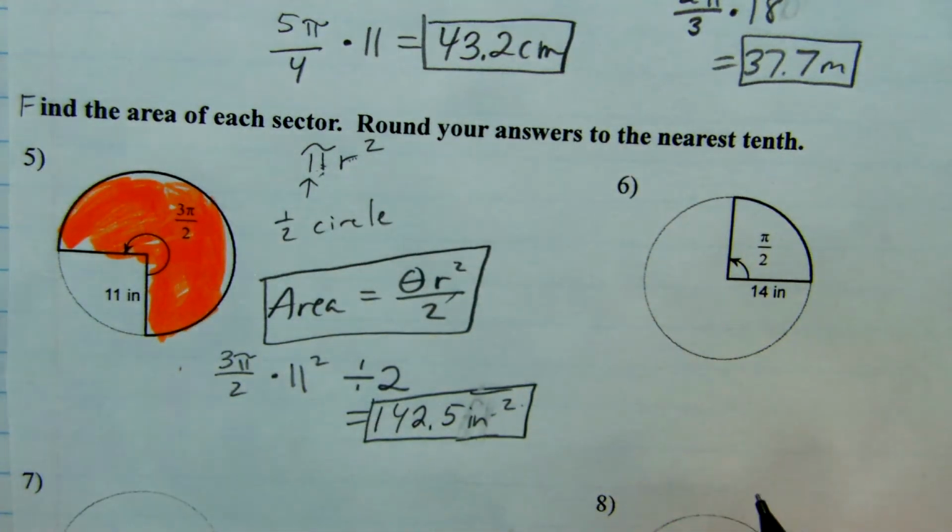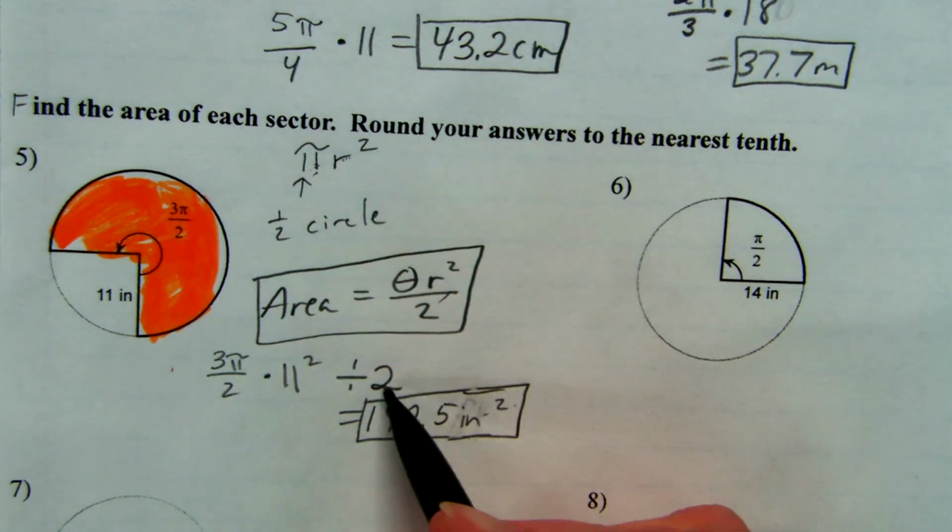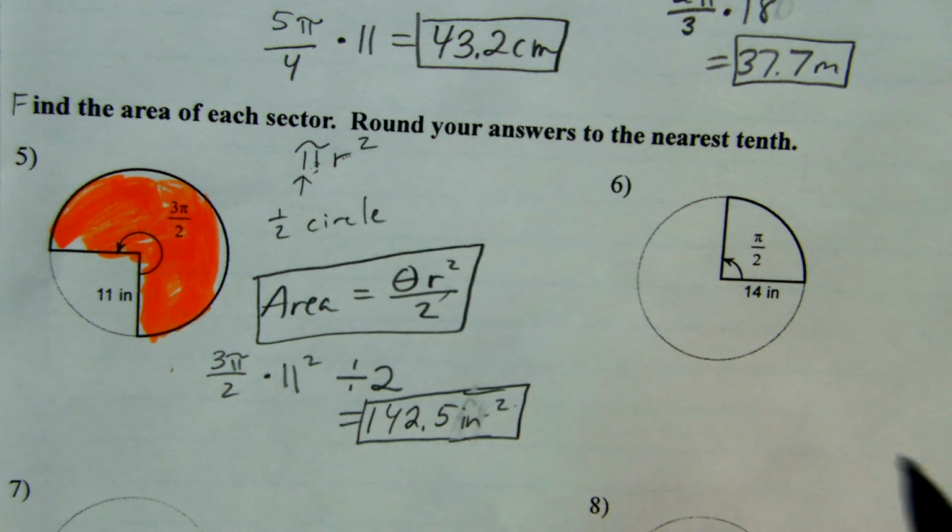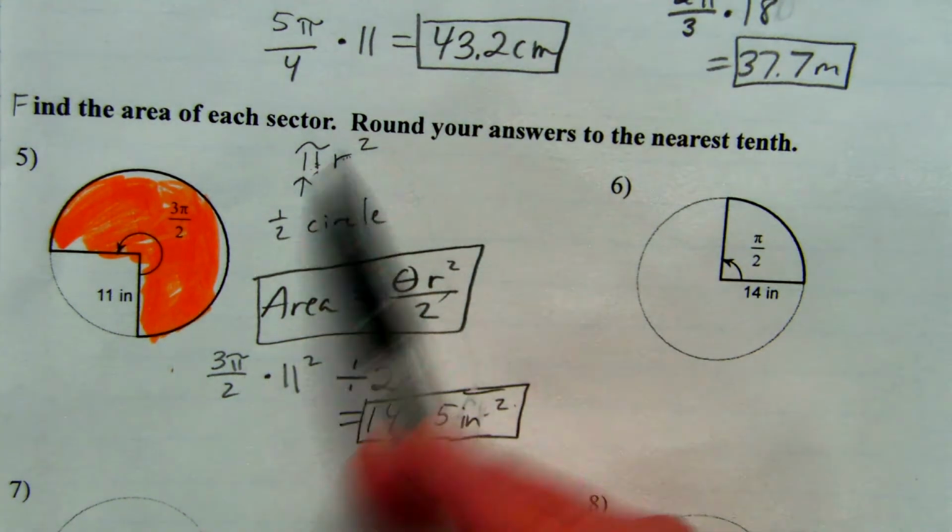There we go. So there's an extra step. You've got to divide by 2, but it's basically like pi r squared. It's just not pi because it's not a whole circle.